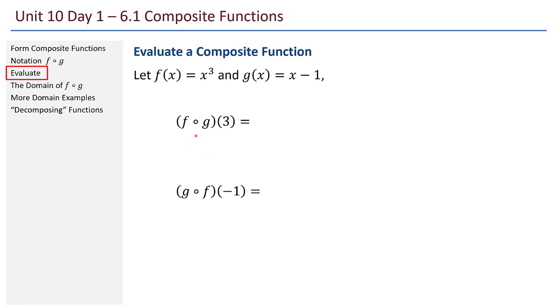So in the first case, f of g of 3. The first thing I do is look at the g function, and you can kind of remember this because g is closest to the 3. So I first figure out g of 3. g of 3 is 3 minus 1, that's 2, okay. Now I take the 2 and plug 2 into f. So f of 2 is 2 cubed, which is 8. So my answer is 8.